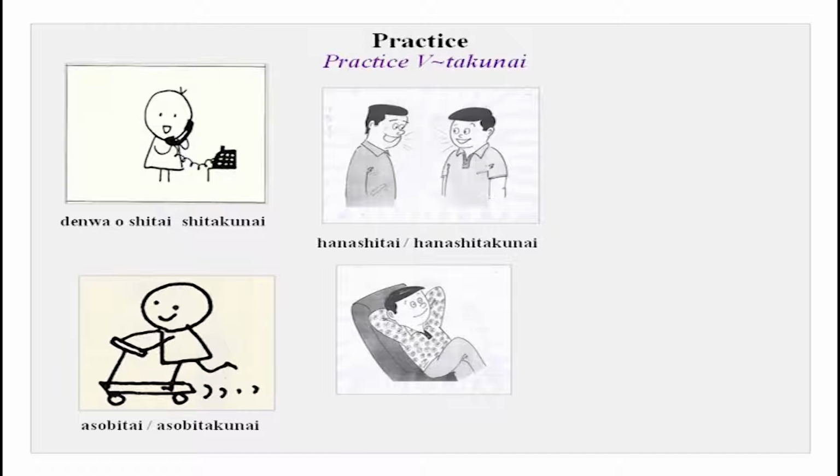Gentleman is relaxing over here. So, what is the verb? Can you tell me the verb? Well, it is yasumitai or yasumitakunai. I do not want to relax, or I want to take off or relax or take a break.